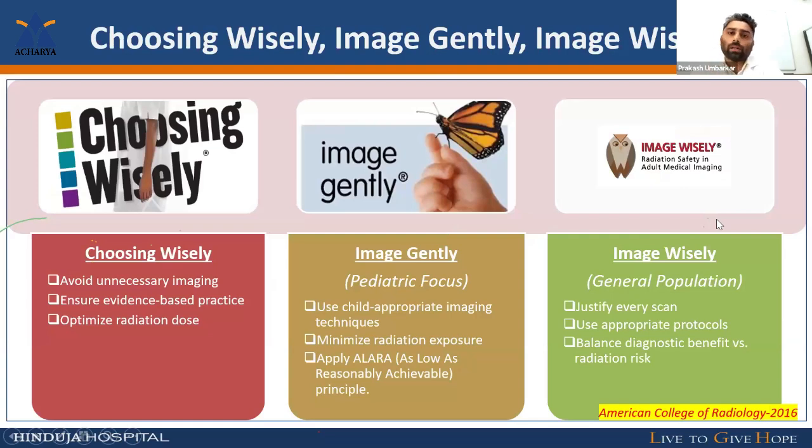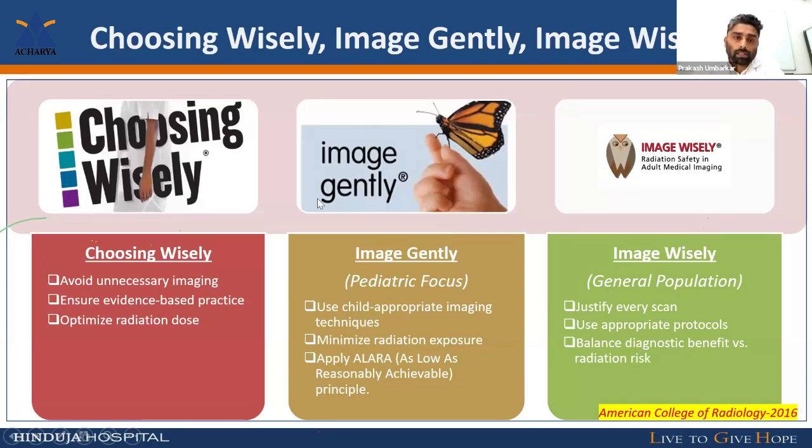Now look at this, very important: the awareness programs. In American society, they developed Choose Wisely, Image Gently, and Image Wisely. Basically, with these three tools, while taking imaging, every professional in the diagnosis department has to ask: what is the purpose of this imaging, what is the modality for the patient, and is the patient pediatric? Because we cannot apply the same protocol for an adult patient to a pediatric patient, or a pediatric protocol to an adult. So we have to follow the appropriate imaging protocol: Choose Wisely, Image Gently, and Image Wisely. Image Gently is for the pediatric patient, and Image Wisely is for the general population.